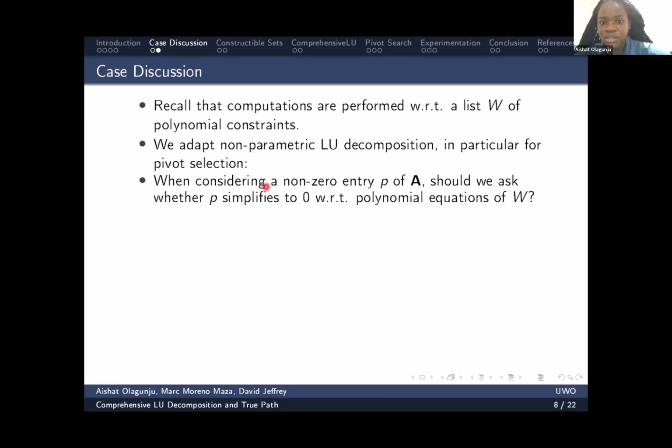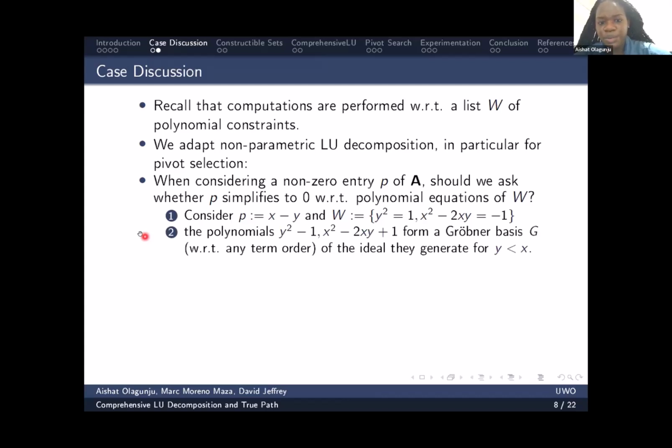When we consider a non-zero entry P as our pivot of A, should we ask whether P simplifies to 0 with respect to the polynomial equations of W? To answer that question, let us consider P, which is x minus y, as our pivot, and W, the given constraints with the polynomials. The polynomials of W form a Gröbner basis of the ideal that they generate, for x greater than y with respect to any term order.